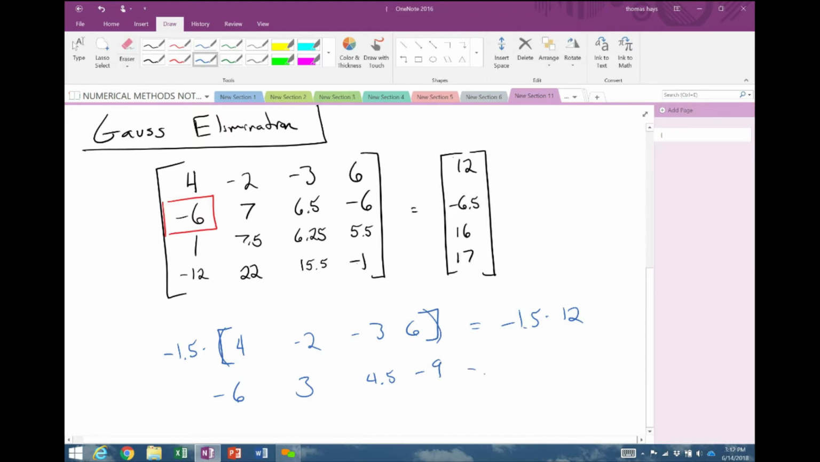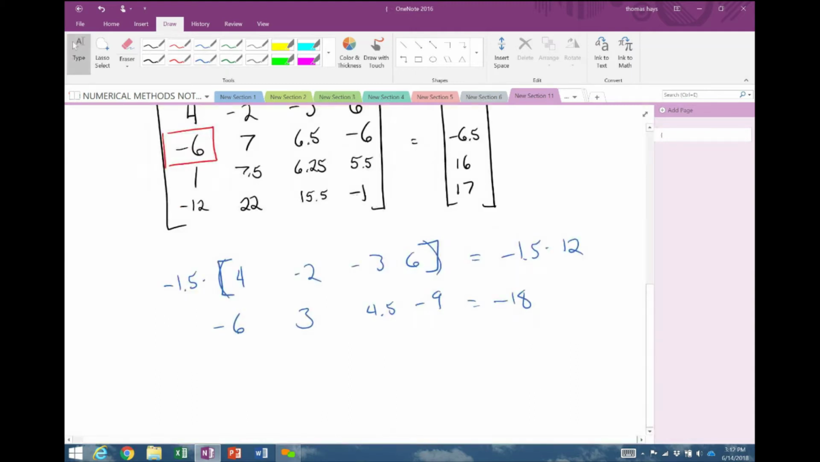Okay, and then negative 1.5 times 12, negative 18. Make sure that sums up right, yep, that should work. Okay, so that is the scaled row 1.